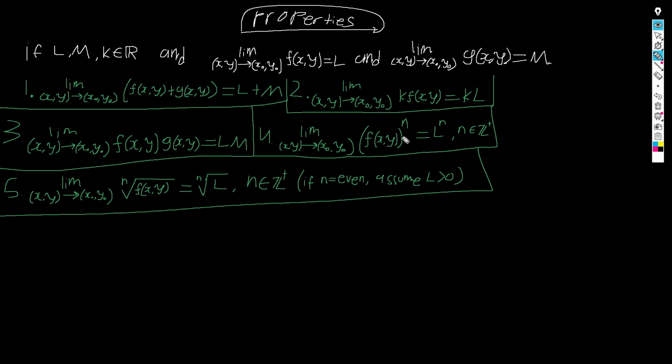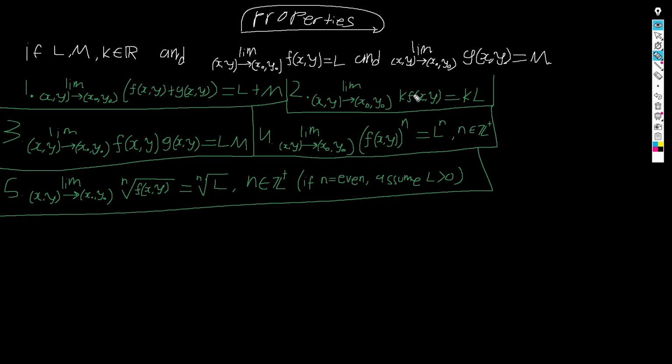The limit of a function raised to a certain power is just its limit raised to that power, assuming the power is a positive integer. And the limit of the nth root of a function is just the nth root of its limit. Of course, assuming that n is a positive integer, and if n is even, then we assume that L is greater than 0, since you can't take the even root of a negative number.